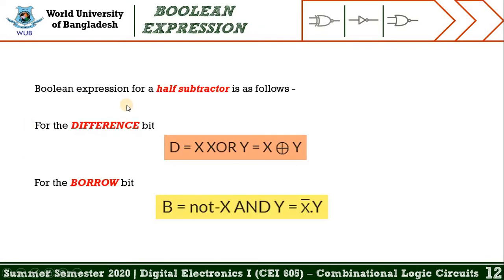Now from this slide we may learn the Boolean expression for a half subtractor. For the difference bit, we get X XOR Y, or you can say A XOR B. And for the borrow bit, we get NOT X and Y.